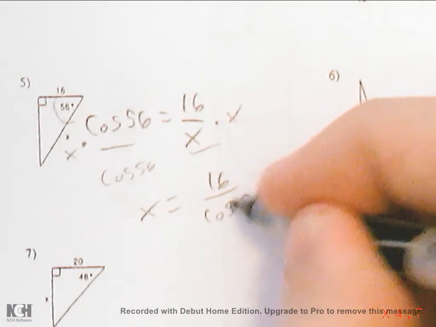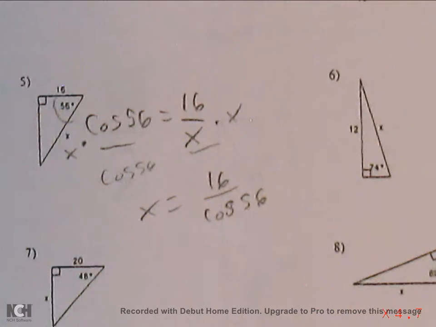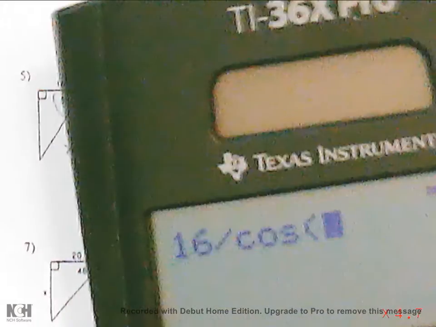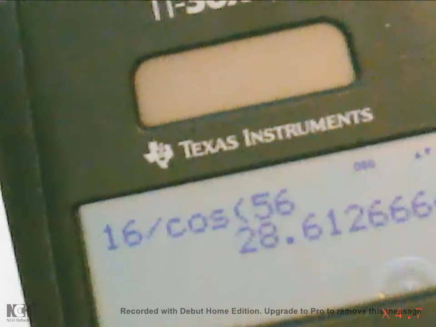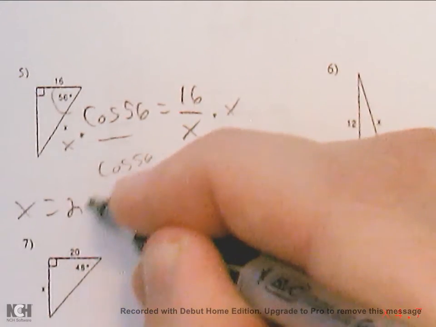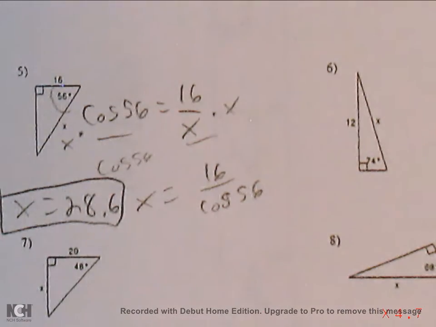Notice my s's look just like my 5's. They always have. I don't know how to fix it. And then your calculator does all the work from there, right? In my calculator, I'm going to put 16 divided by cosine of 56, and I get the answer 28.6. So x is going to equal 28.6, and that would be your final answer there.